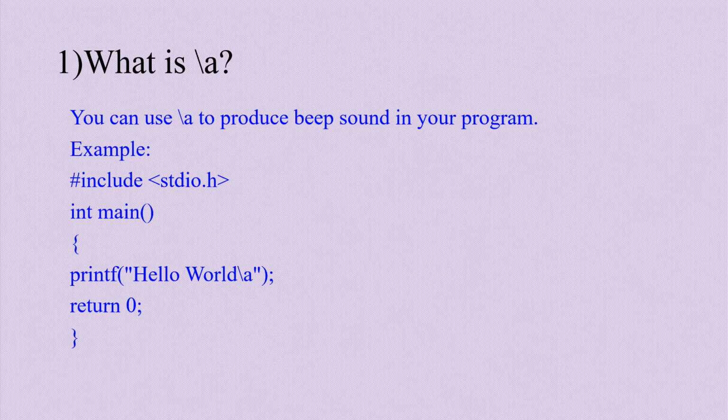Okay, now the first escape character is \a. What is this \a? Basically we use this escape sequence \a to produce a beep sound in your program. Here I have given an example of a C program where we only print the message hello world, and at the end of the message there is an escape sequence \a. Whenever you type and run or execute this program, you will be able to hear a beep sound.